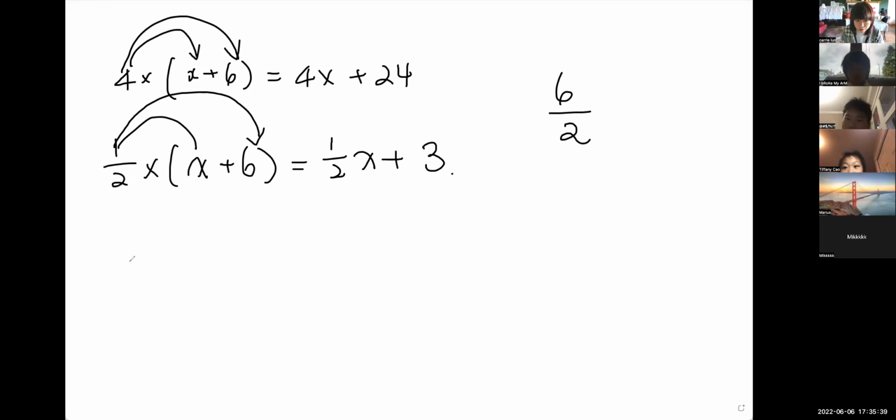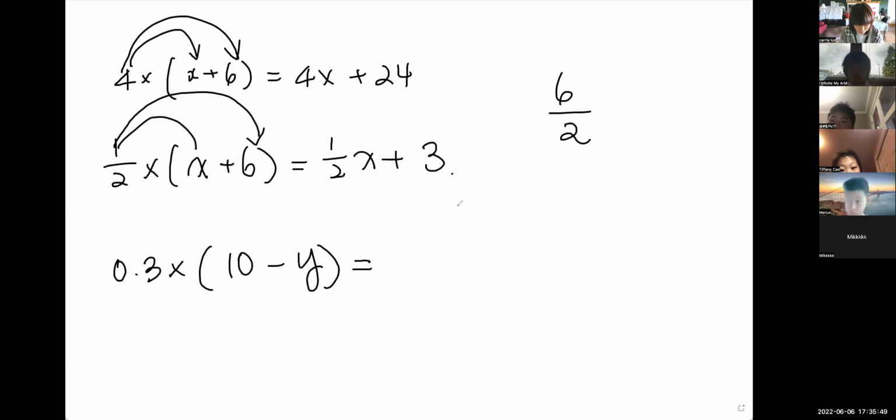So now, again, I'm going to give you another one. If it is 0.3 times 10 minus y, Maris, equals what? Maris, 0.3 times 10 equals what?